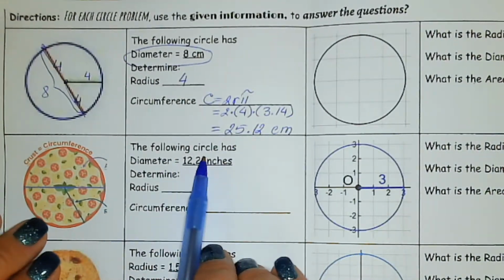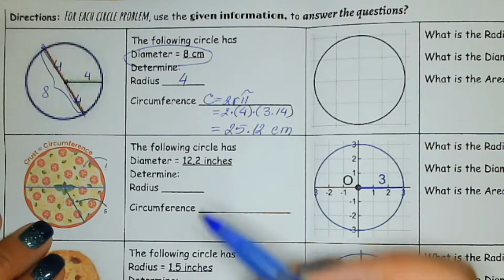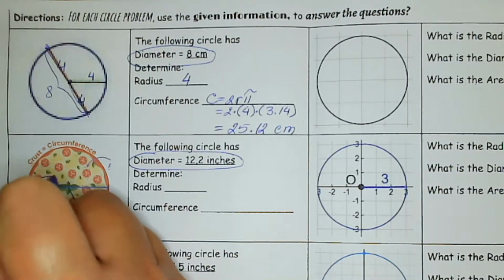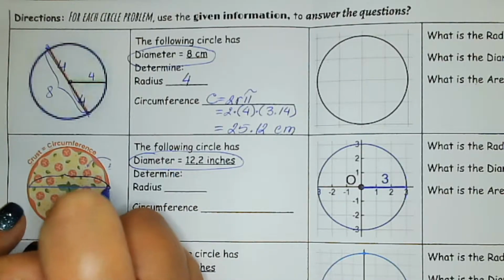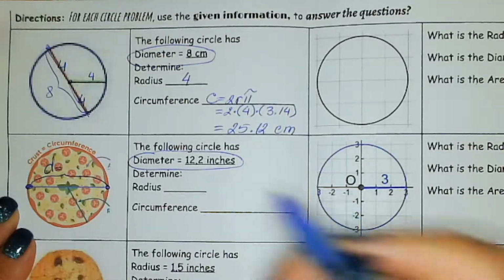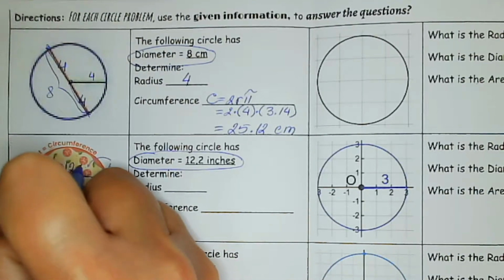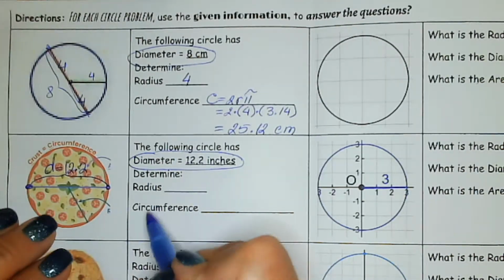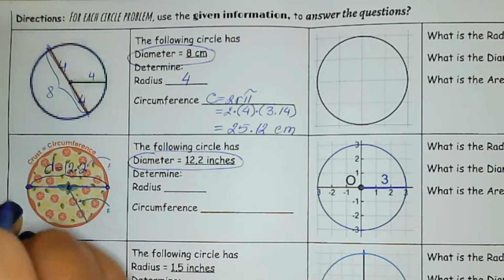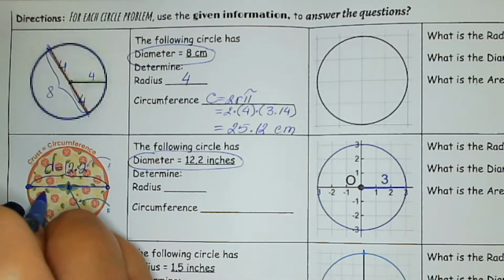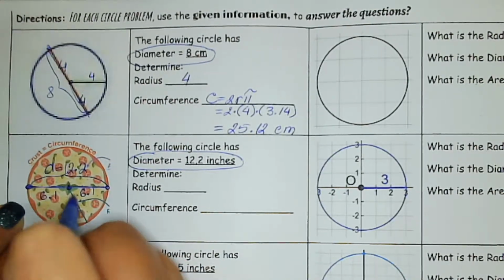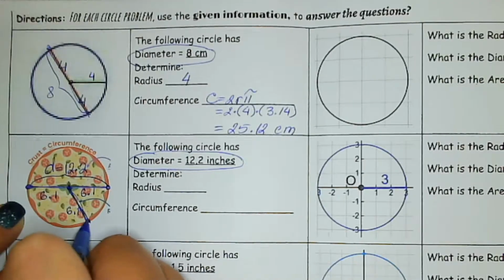Let's say this circle has the diameter of 12.2. So diameter, by definition, is the distance all the way from side to side. It's like the width of the circle. Diameter is 12.2. The radius is half of that. So the radius is from the center to the edge. So that would be 6.1. Right here, 6.1.